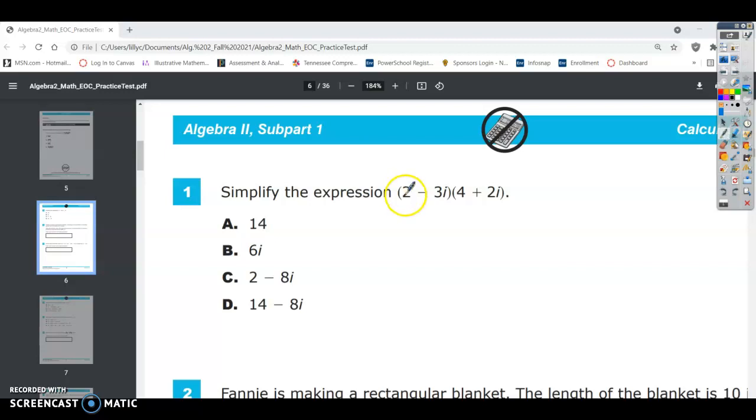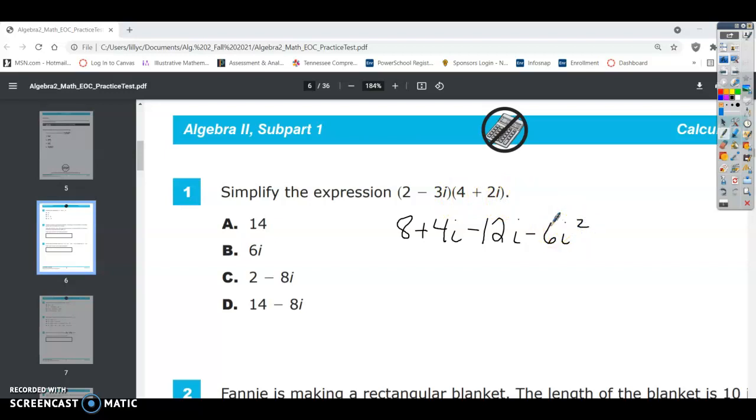So we're going to start by doing 2 times 4, which is 8. And then 2 times 2i is 4i. And then negative 3i times 4 is negative 12i. And then negative times a positive is a negative. 3 times 2 is 6. i times i is i squared.